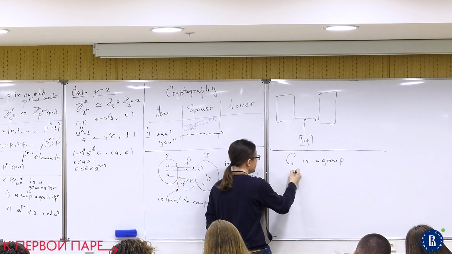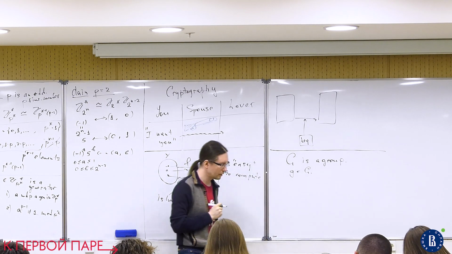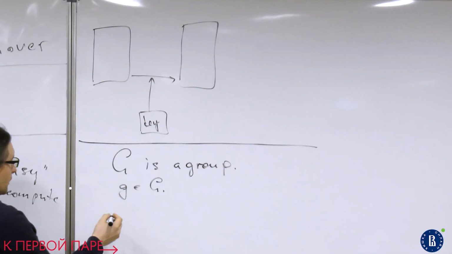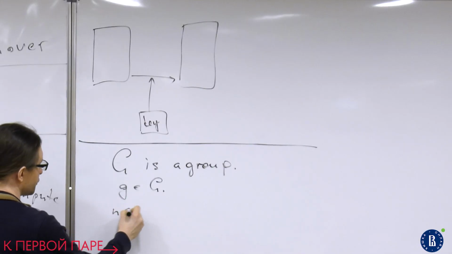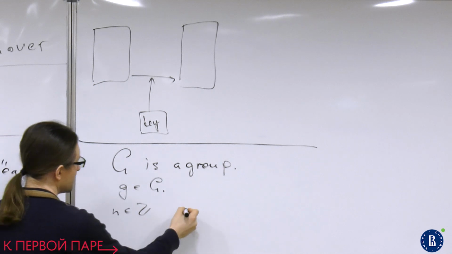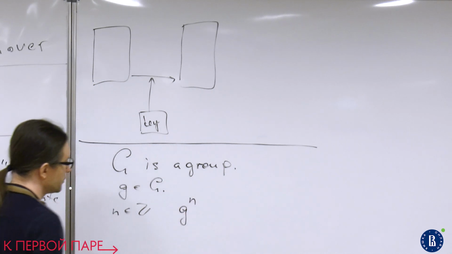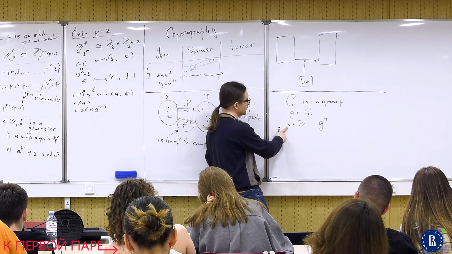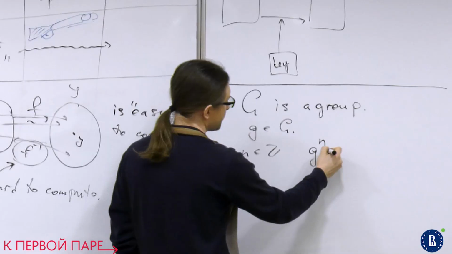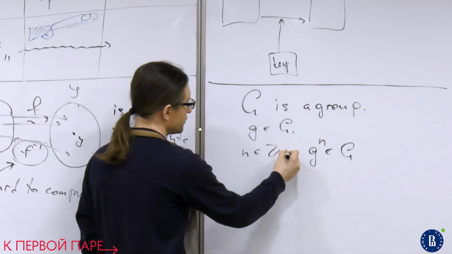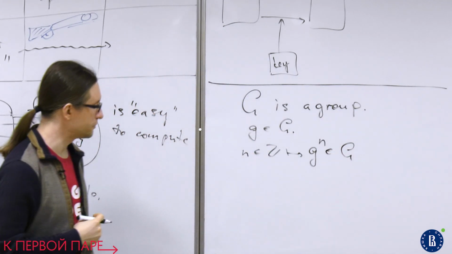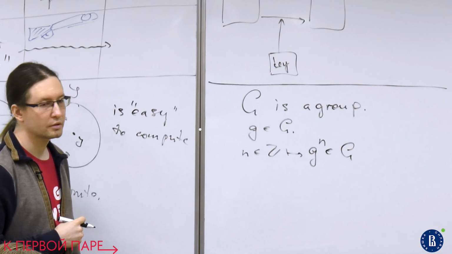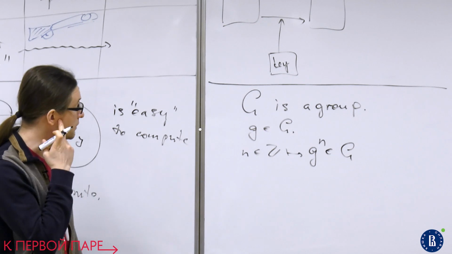And an element g small from G capital. Now there are two operations. First of all, if you are given an integer, you can raise g to the power of n. This is the first operation. For an integer n, we can produce an element of the group G, which is the nth power of g. And we consider this operation to be fast. I will explain in a minute why.